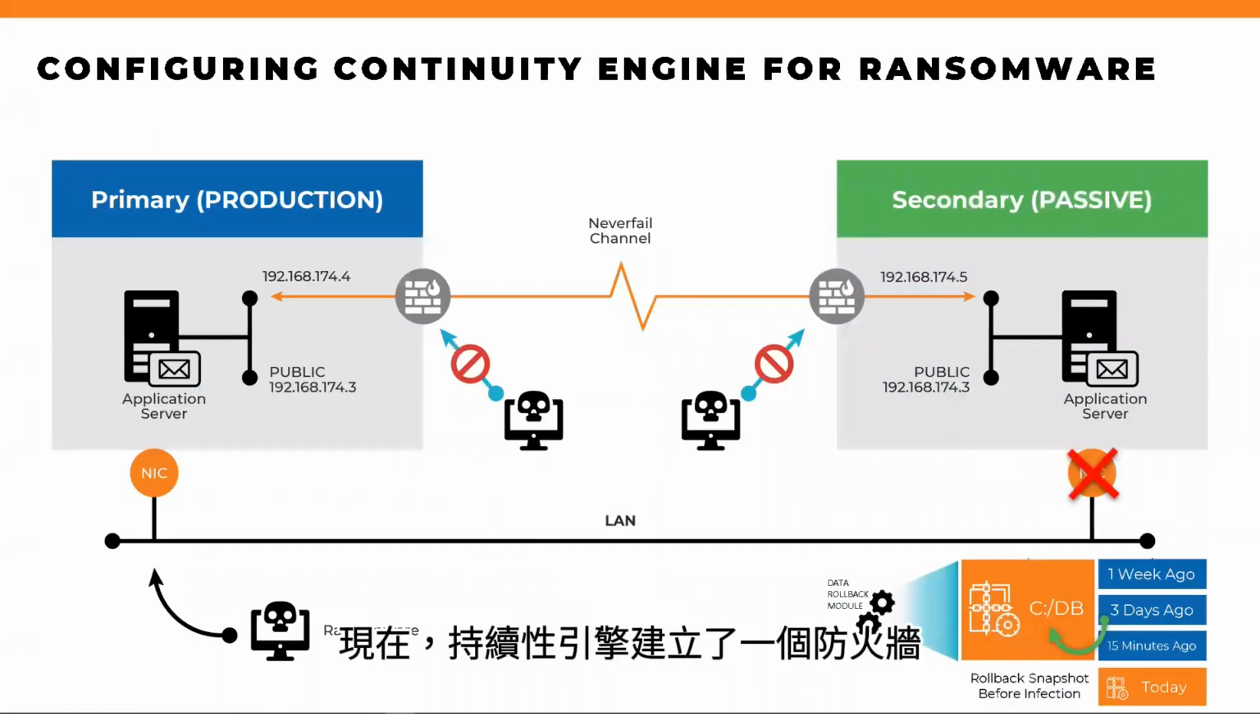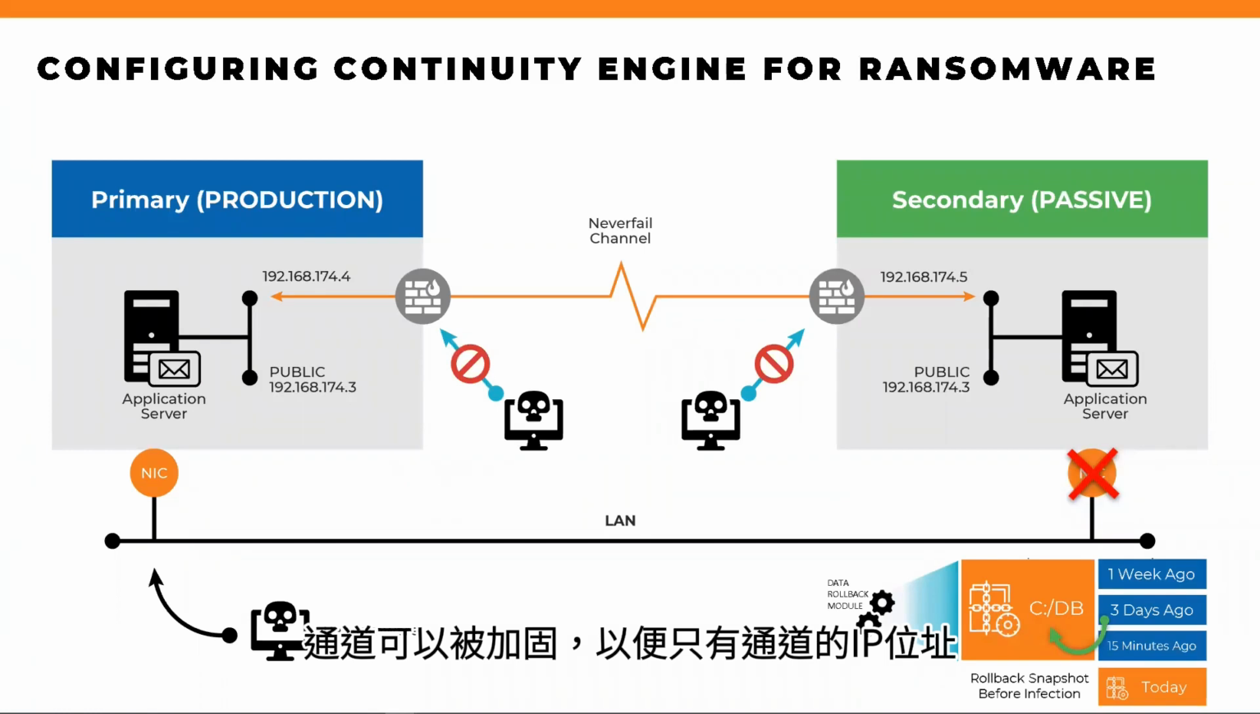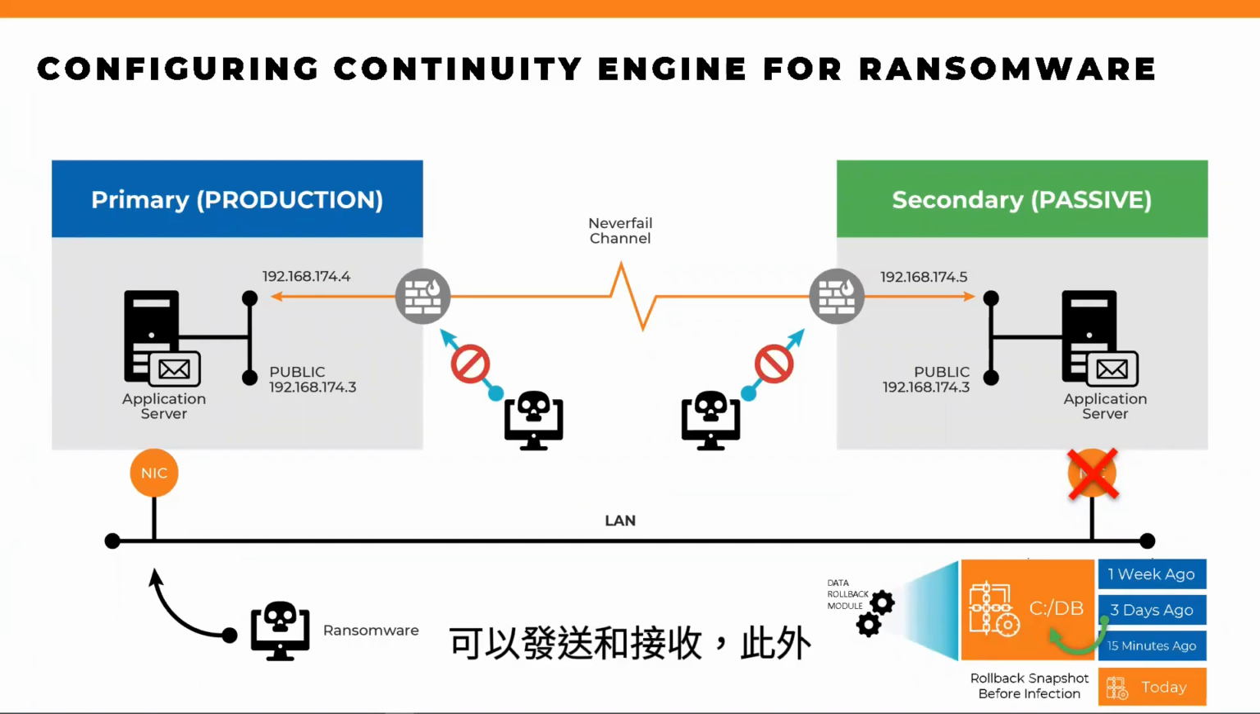Now, Continuity Engine builds a firewall between each node in the cluster. Only engine replication traffic moves between the nodes. The operating system on the passives are protected using these firewalls. The channel can be hardened so that only IP addresses of the channel can send and receive. That is in addition to the port number restrictions that are already there.